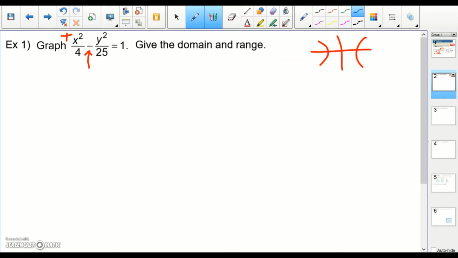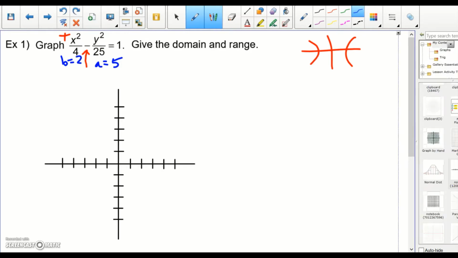So I can see that the A number is 5 and the B number is 2. We're operating just like we did with ellipses, okay? So if I'm going to graph this by hand, I'm going to cheat a little bit. Draw your axis and your tick marks by hand, and you have to notice which direction this thing opens. So in the x direction, we're going to go over 2 from the center. Notice you can tell right away that the center is 0, 0.